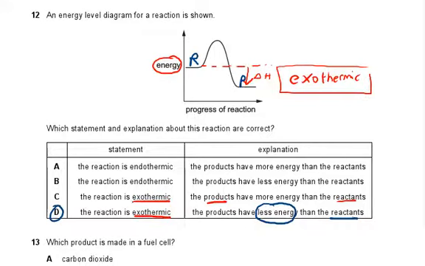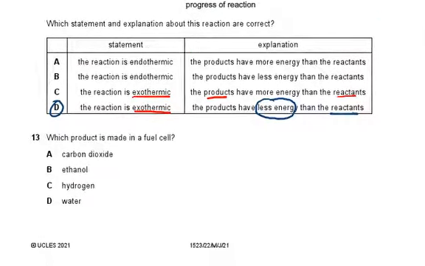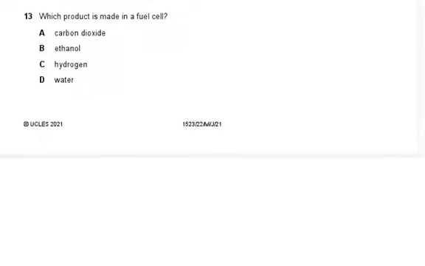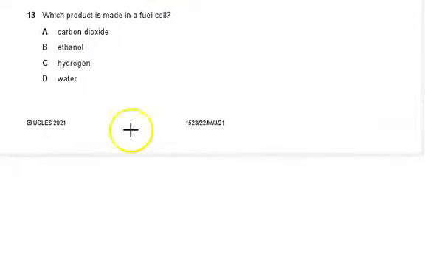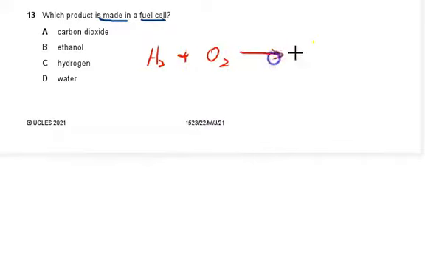Okay, now let us move to the next one, number 13. Which product is made in a fuel cell? So a fuel cell uses hydrogen and oxygen. This is a very combustive combination, and as a product you will have water. So you have D as your answer.